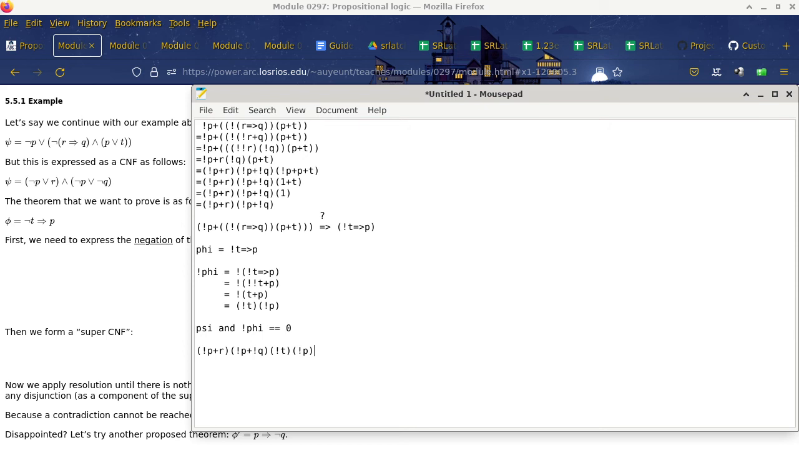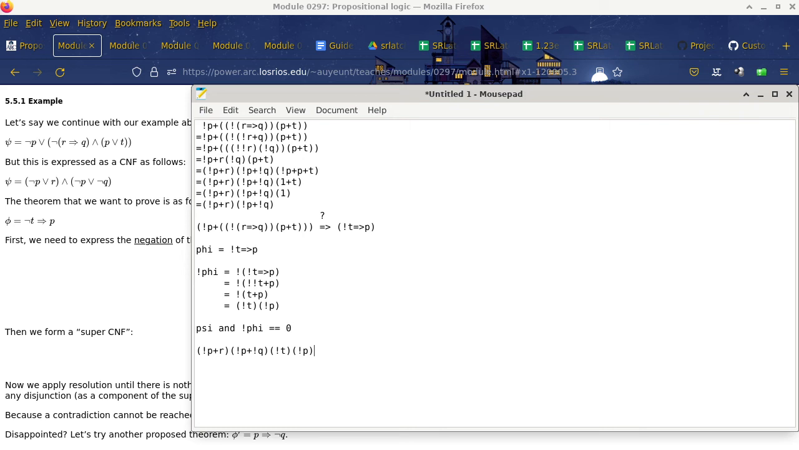Now this CNF is no longer psi. It is not phi either. It is a conjunction of those two. So the objective, what I want to be able to do, is to conclusively say whether this is false or not. Are we good so far?